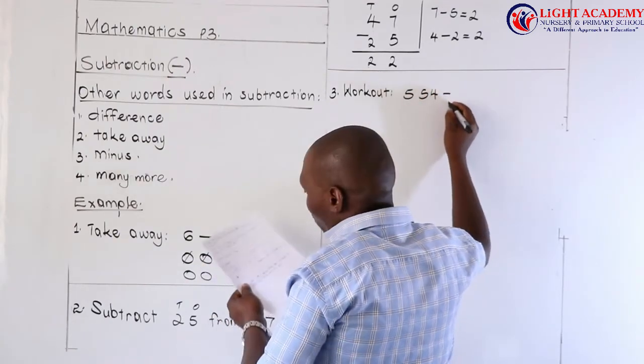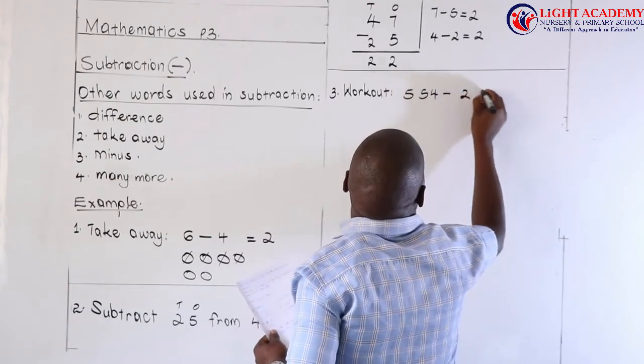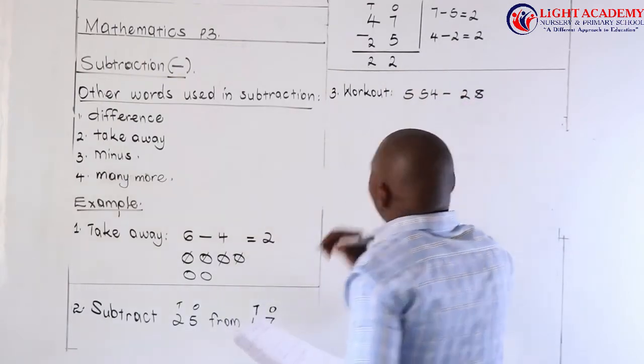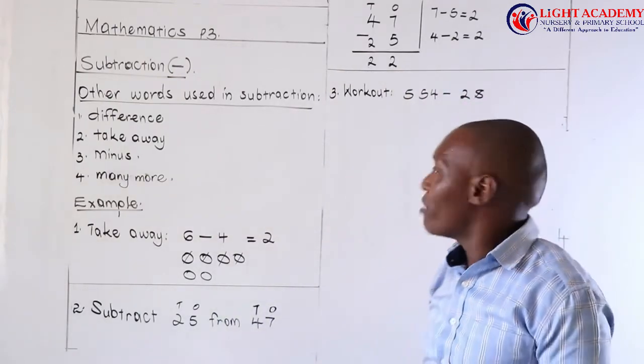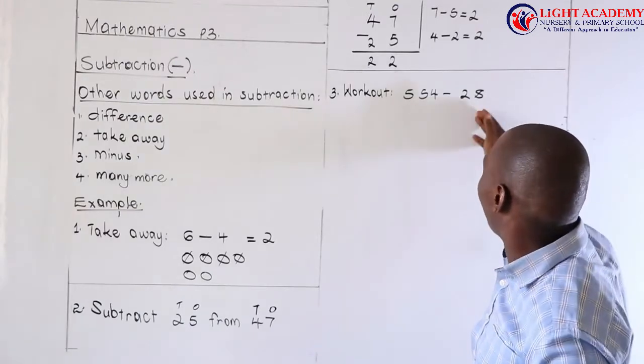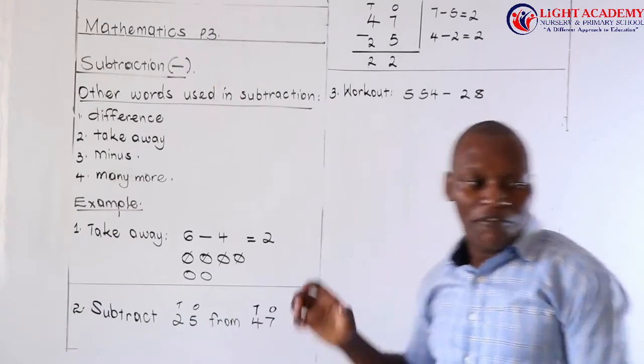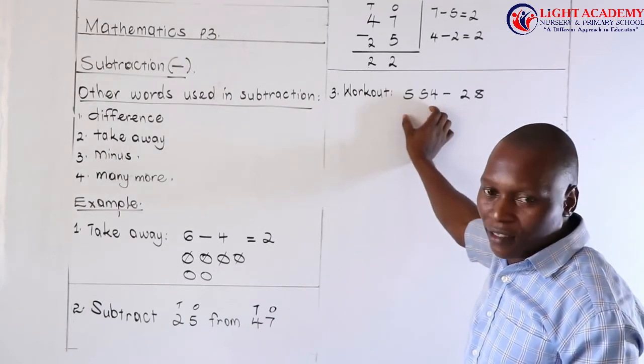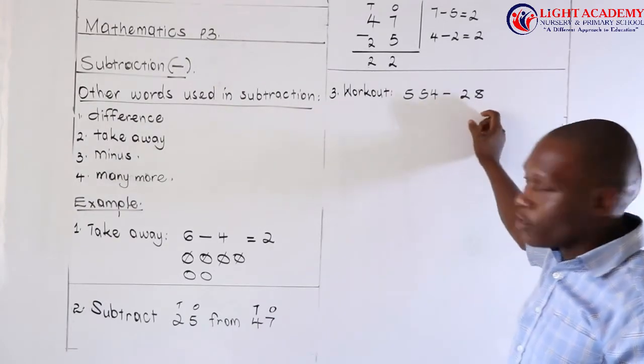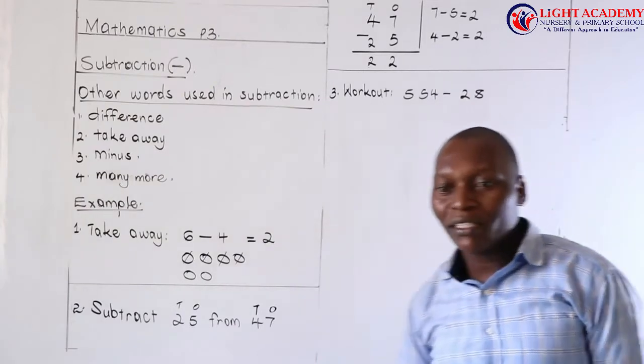554 take away 28. Okay, these are the two numbers I'm having. I'm subtracting 28 from 554. The first number has 3 digits. The second number has 2 digits. What am I supposed to do?